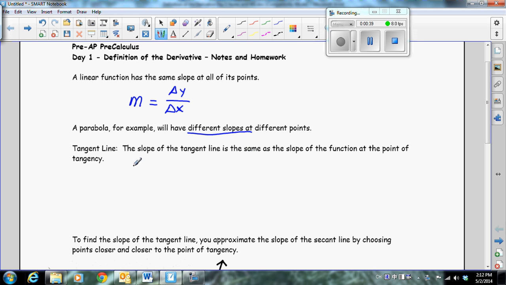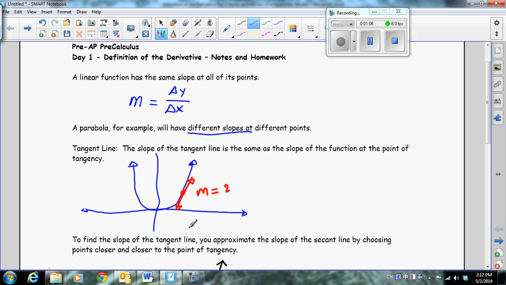For example, here's my parabola, and of course I have my x and y coordinates here. This is a parent function y equals x squared. At each point, let's say I pick this point. The tangent at this point would be a line that is tangent to the graph at that point. And if it is at this point, m may be equal to 2.